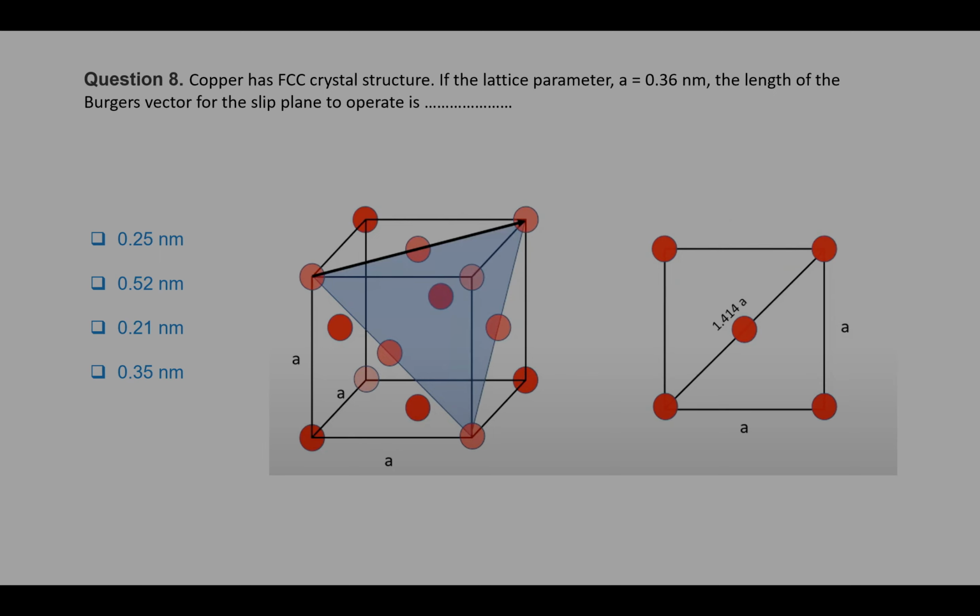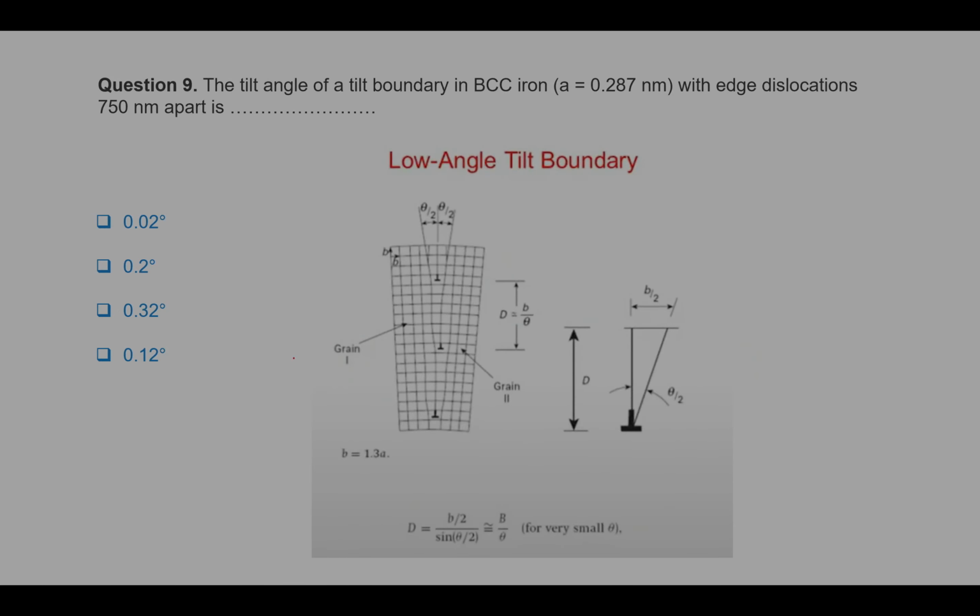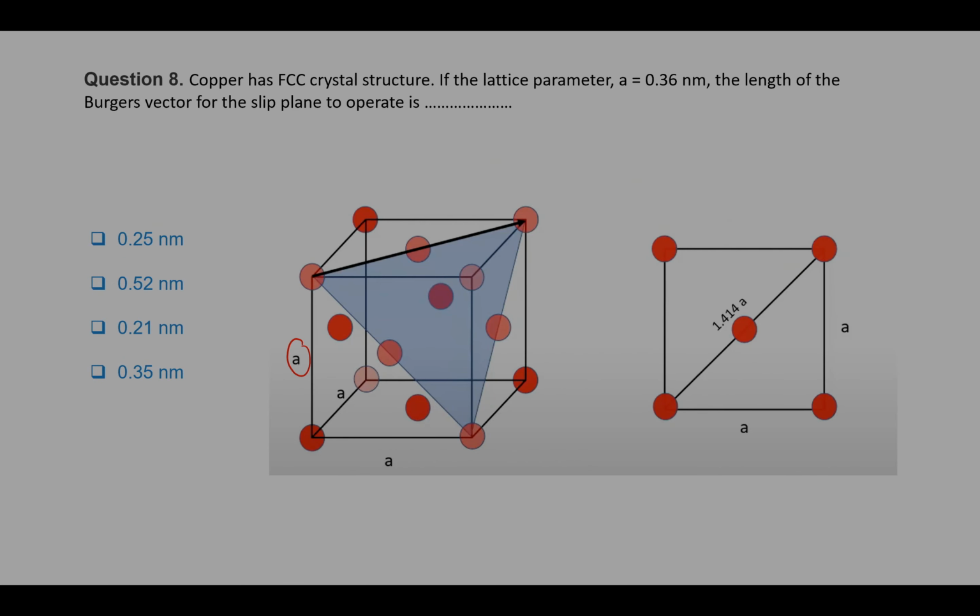Here I have already taken this FCC crystal structure cube. In that, the lattice parameter a is 0.36 nanometer. So the length of the Burgers vector for the slip plane to operate is, so the length of the Burgers vector we have to define.